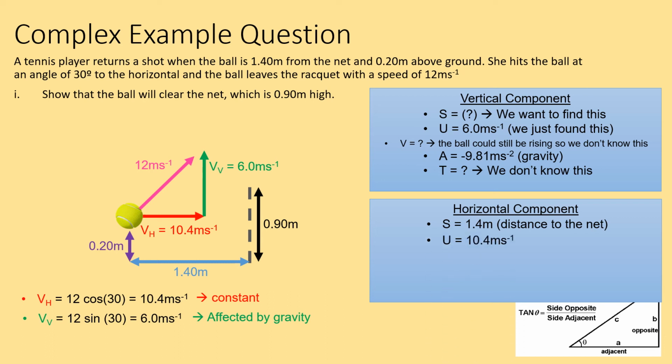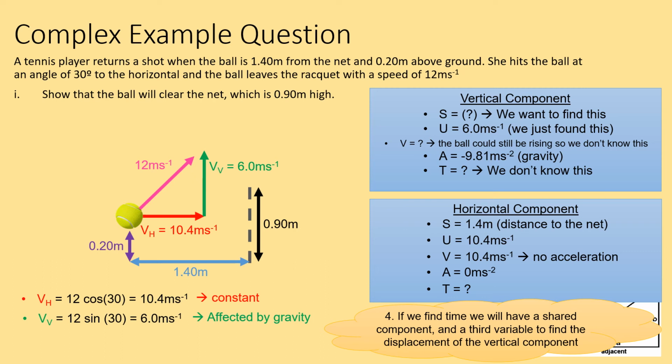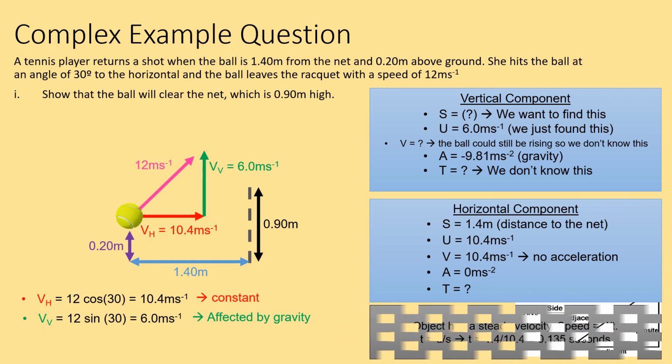We know that the initial velocity in the horizontal component is 10.4 meters per second. We know that the velocity at the net, because there's no acceleration, is also going to be 10.4 meters per second. So the acceleration is going to be zero. And we don't know the time. So we can use any of the suvat equations which involve time to calculate it. So we choose the easiest one and find the time. In fact, we don't really need suvat because there's no acceleration. So once we find this, because it's a shared component of the horizontal and vertical motion, we can find t in the horizontal direction, the time it takes for the ball to reach the net. We can then plug that back into the vertical components, and then we can calculate s.